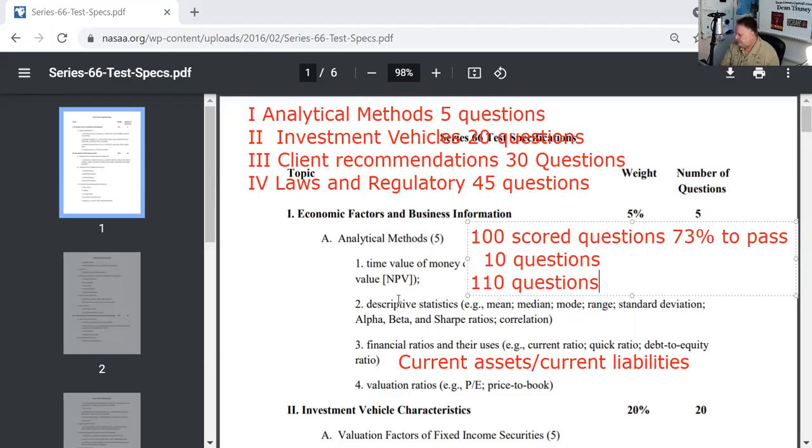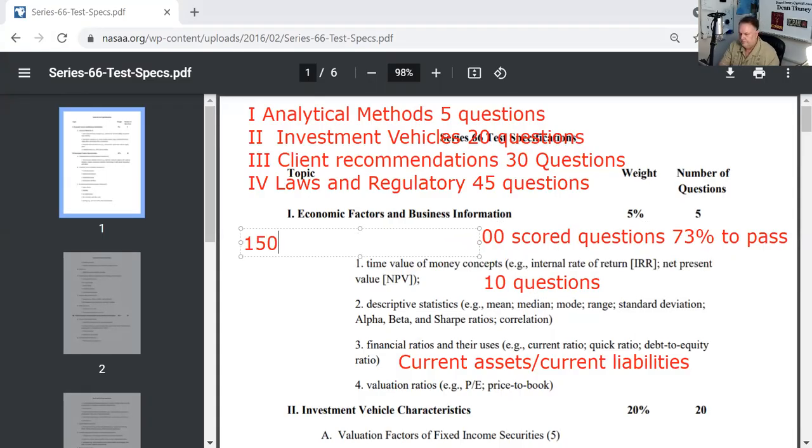Now, to get all this done, you have 150 minutes. So you shouldn't run out of time. You might run out of right answers, but you shouldn't run out of time. That's kind of an overview of the exam that you are going to be taking, your Series 66.